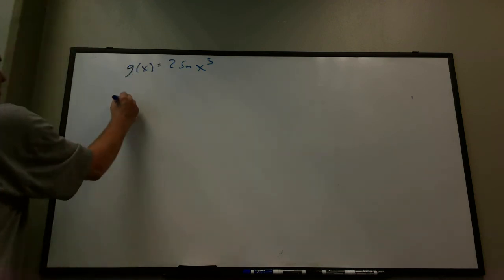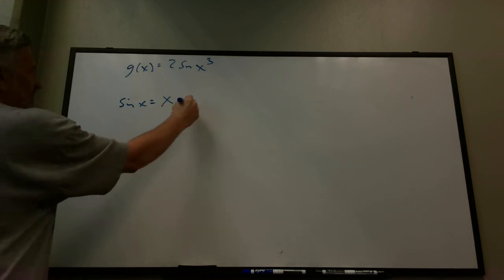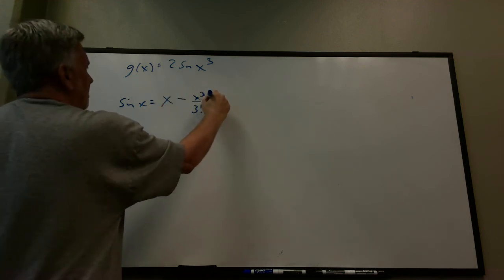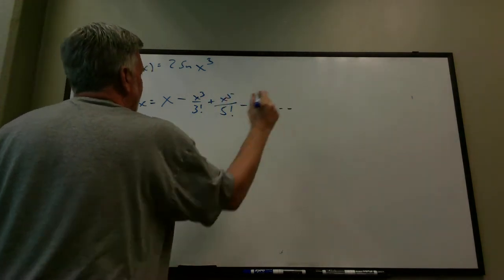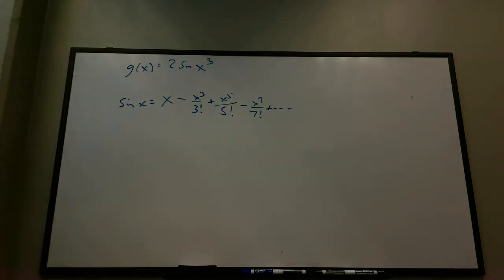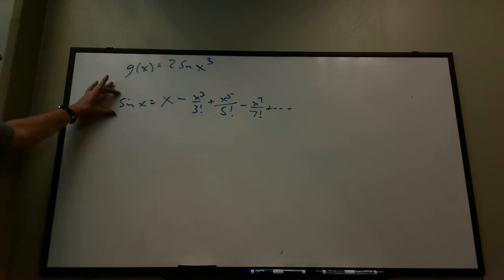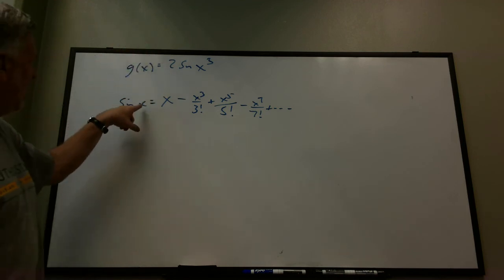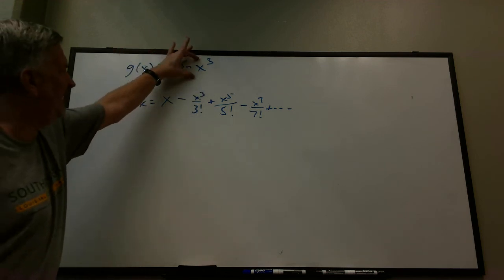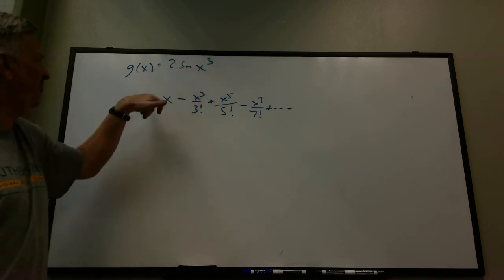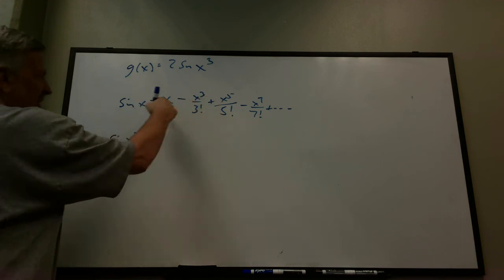So in particular, let's start with sine x. That's the one we know. That's x, remember, it's odd powers, minus x cubed over 3 factorial plus x to the 5th over 5 factorial minus x to the 7th over 7 factorial, etc. Think of that as your parent function. I want to construct the function g from the function sine x. I don't want an x, I want an x cubed. So what do you do to this function to get sine of x cubed? Substitute x cubed for x.